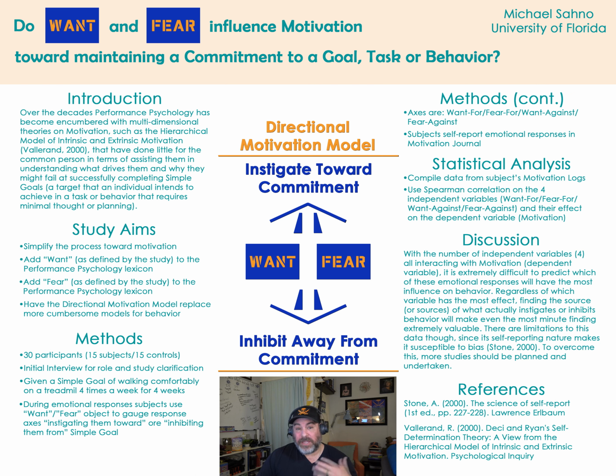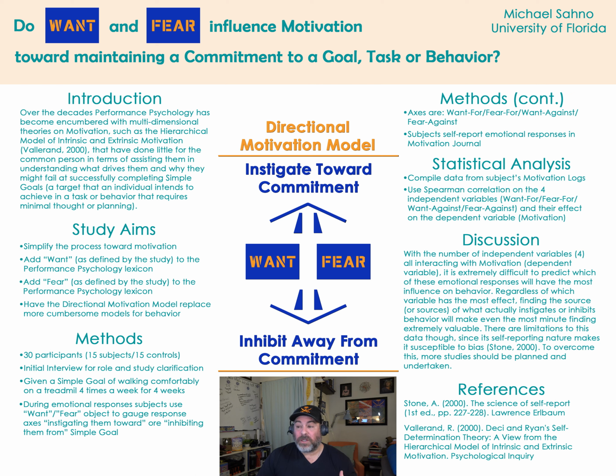In keeping with this simplicity of concept, the experiment in itself is very simple. 30 participants, 15 subjects and 15 controls, will be tasked with walking comfortably on a treadmill 4 times a week for 4 weeks. During this time, as instructed in their initial interview, they will record in a journal any emotional responses that they self-report as either instigating them toward or inhibiting them from completing their goal of maintaining their commitment to adhering to their treadmill schedule.